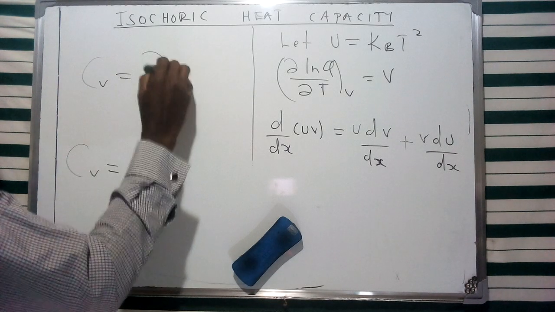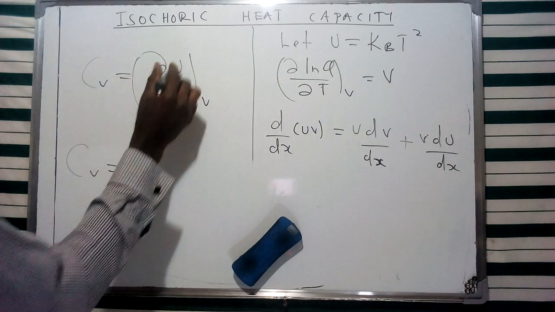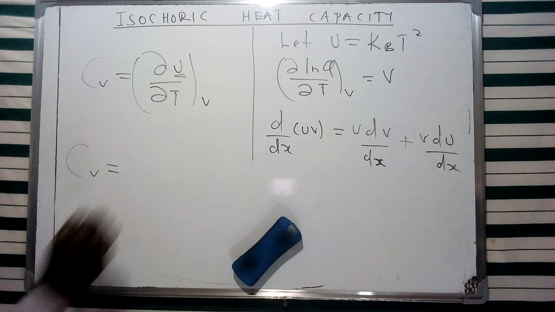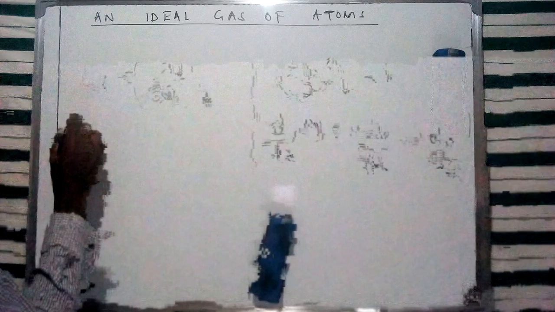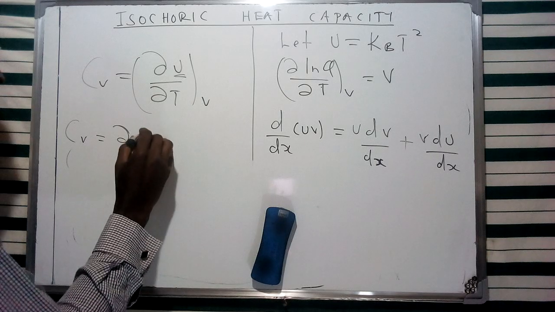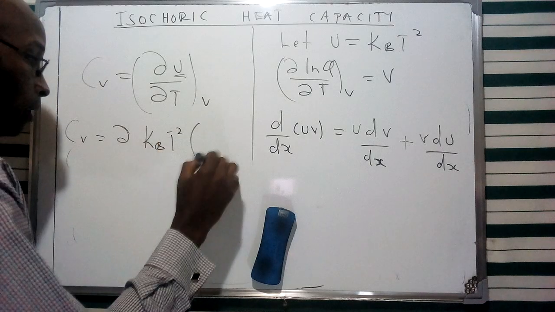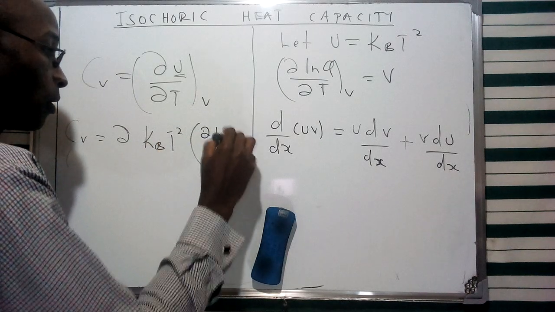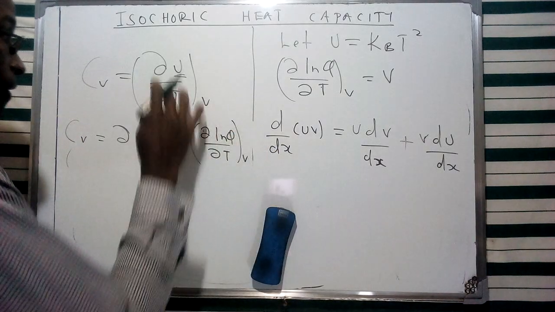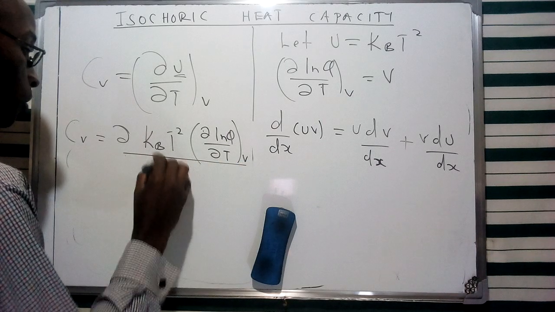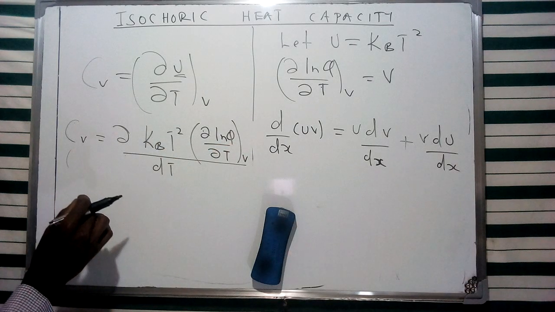CV is equivalent to the partial derivative of u with respect to temperature at constant volume. So we're going to have this substitution for u, and therefore, as we said, this is going to be given in terms of the partial derivative of kB T squared times the natural log of Q with respect to temperature at constant volume, and that is going to represent our numerator, of course, with respect to dT given as such.